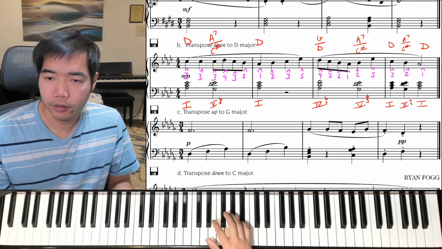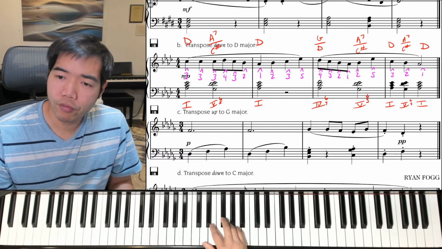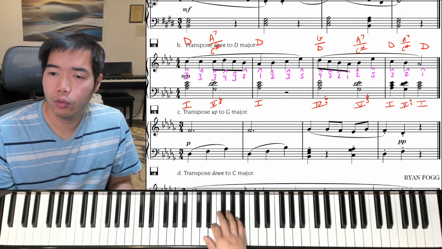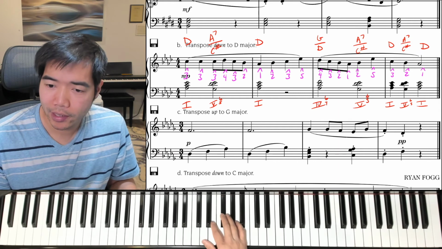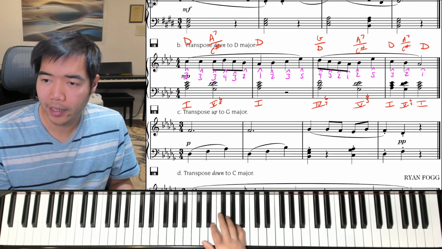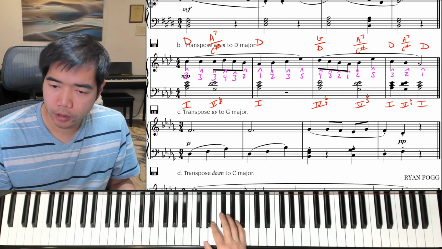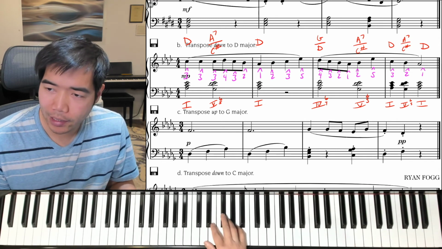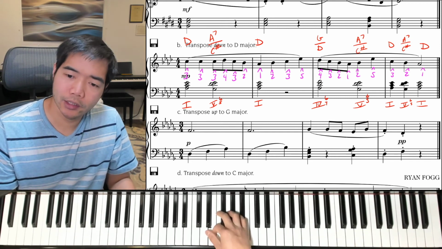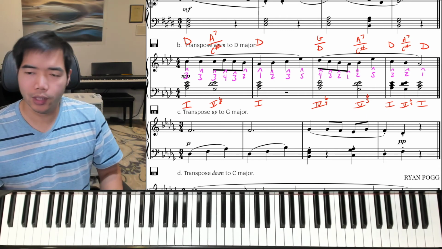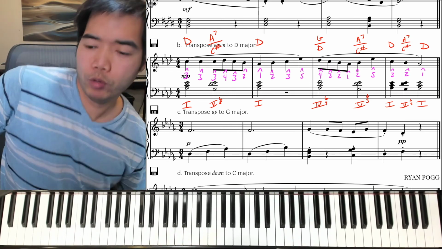Ready, and 3, and 3, and 3, 4, 3, 2, 1, and 2, and 3, and 5, and 4, 3, 2, 1, 2, and 5, and 3, and 2, and 1. Very easy. You can pause the video, do that a few times if you need, and when you're ready, we'll try it hands together.